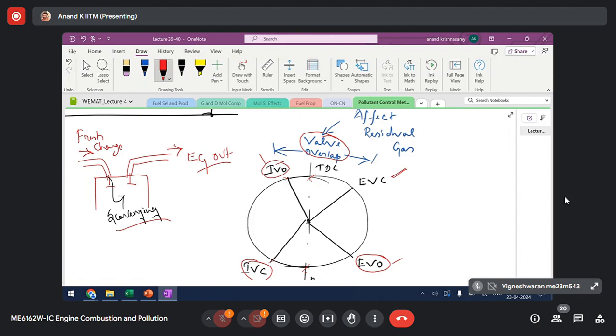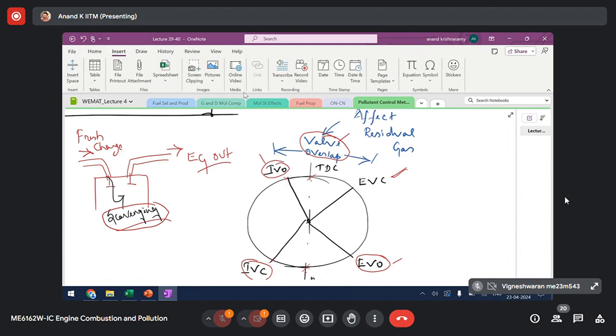So by varying this IVO or EVC time, you can vary the valve overlap period, meaning you can vary the effectiveness of the scavenging. So you may retain more exhaust in the cylinder, or you may retain less exhaust in the cylinder. Basically, this is affecting the residual gas fraction. If you retain more exhaust gas, which pollutant will get affected? Which pollutant can be reduced if you increase the residual or products of combustion in the cylinder? NOx will come down.